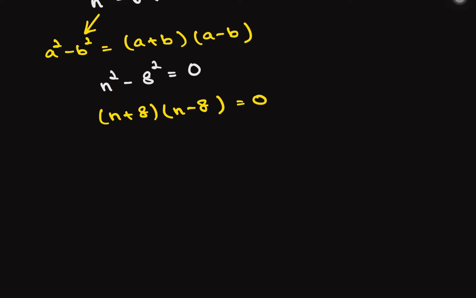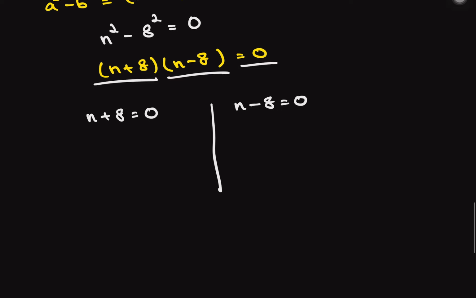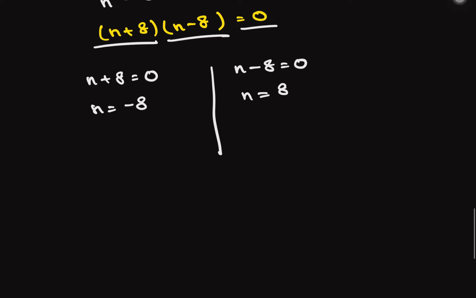For the first equation, we can write it as n plus 8 equals 0, and for the second equation, we can write n minus 8 equals 0. And to solve for n, on the left hand side, we'll get n equals negative 8 and n equals positive 8 on the right hand side. So in this question, we get n to be positive 8 and negative 8.